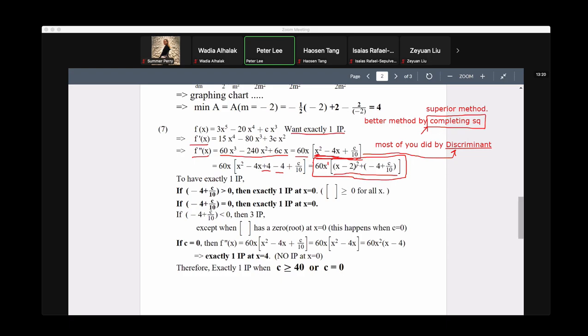Okay, so now if you look at what we want to do now, our focus is this important part. Our focus is this part.